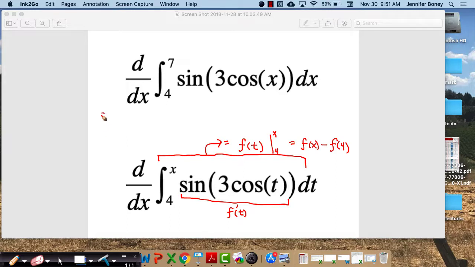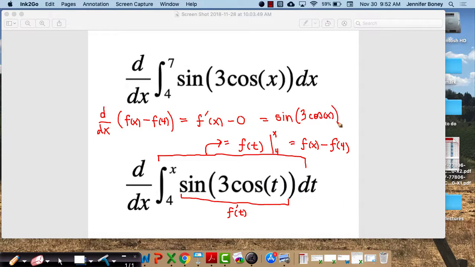So in other words, what I need to do is take a derivative of two terms, the first of which is called f of x, the second of which is called f of 4. Well, f of 4 is going to be a number, so when I take the derivative, that's 0. What's the derivative of f of x? Symbolically, f prime of x, right? Well, f prime of t is sine of 3 cosine of t. So what's f prime of x? Well, sine of 3 cosine of x. End of story. Here's our answer.